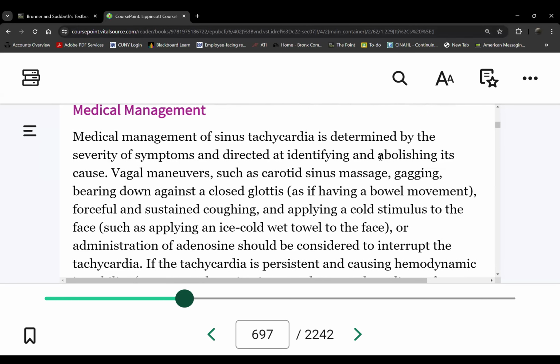Usually, since this is not technically a code, meaning the patient is not in VFib, the heart is still beating, so you don't necessarily call a code. You may call a rapid response for this scenario because the patient's heart is beating. So you call rapid response, and they come in.